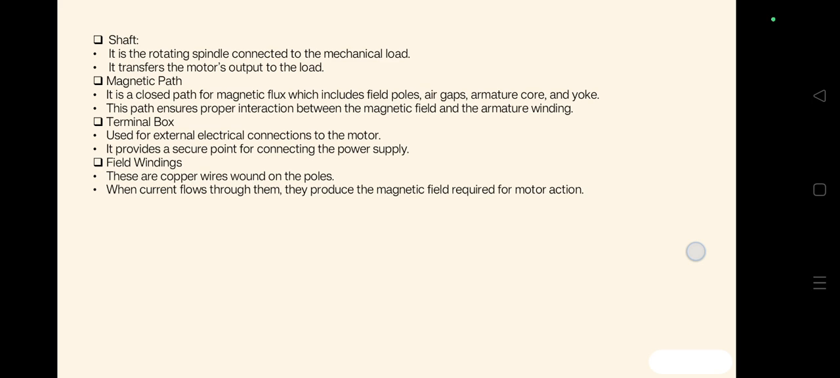Shaft. The shaft is the rotating spindle of the motor. It is connected to the mechanical load. The mechanical output produced by the motor is transferred to the load through the shaft.